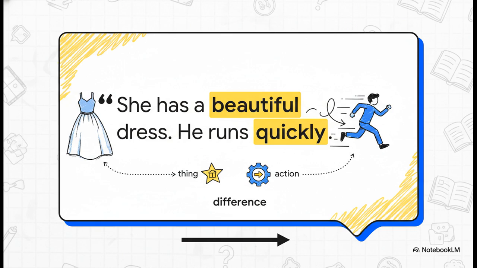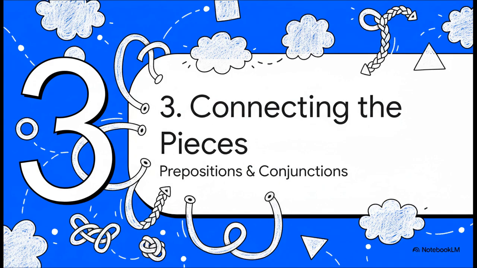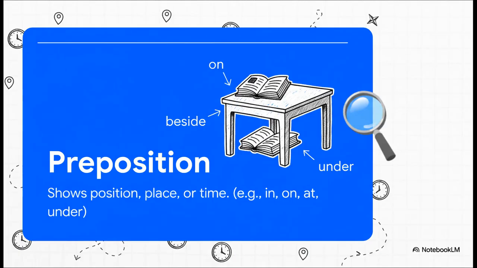That's the key. So we have our subjects, our actions, and our descriptions. But how do we link them all together to make more complex ideas? Well, we need some linguistic glue. And that brings us to our third category: the words that connect all the different pieces. First up is the preposition. Now, these are small, but they are incredibly powerful words. They show relationships, usually about location or time.